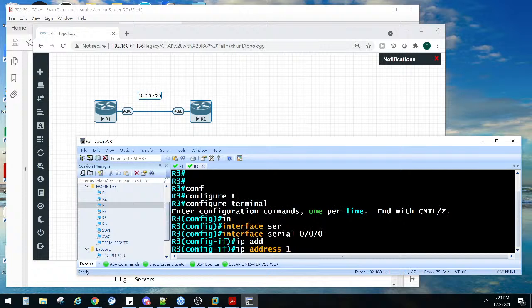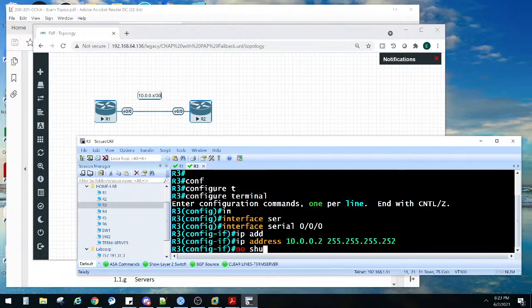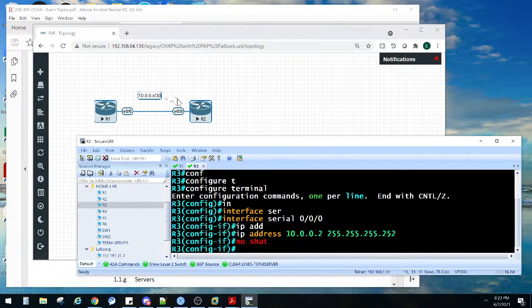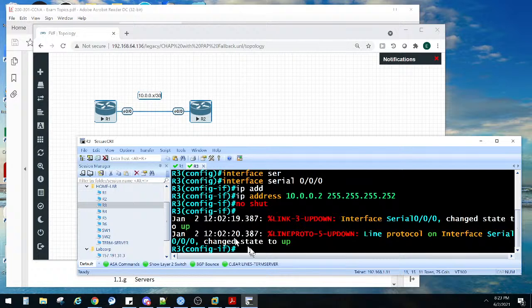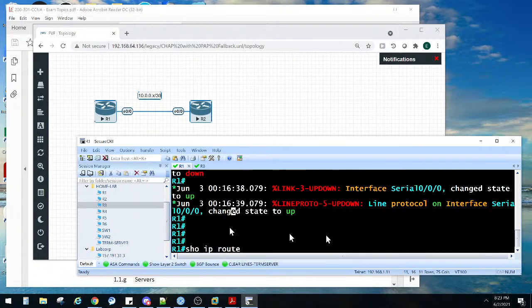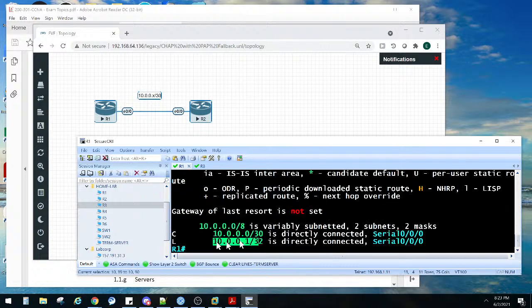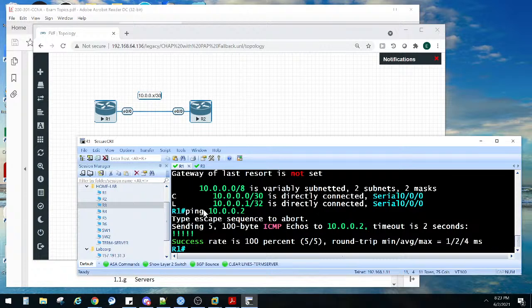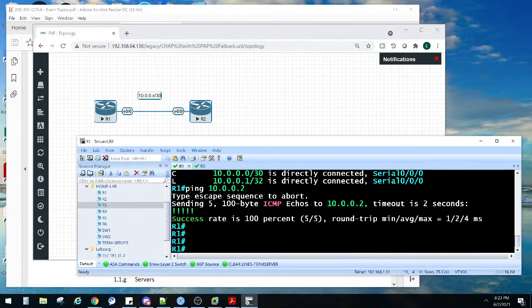All right, so his IP address is 10.0.0.2, subnet mask of /30, 255.255.255.252. Y'all with me so far, all right? No shut that bad boy. I'm gonna go to router 1 and see if I can ping router 3, not router 2, router 3. He came up, so theoretically he should be able to. We could also do a show IP route and see if he's in the routing table. We know about the 10 network. Ping 10.0.0.2. Pray to the network gods. We got a reply.